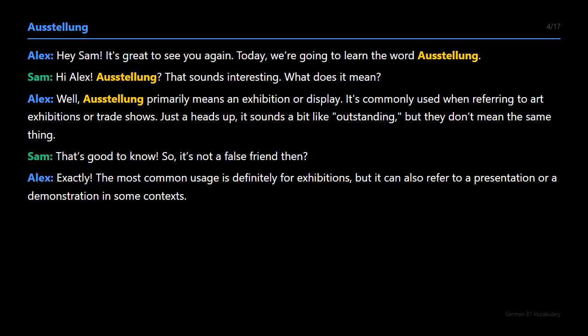That's good to know. So, it's not a false friend then. Exactly. The most common usage is definitely for exhibitions, but it can also refer to a presentation or a demonstration in some contexts. Now, let's discuss the grammar.